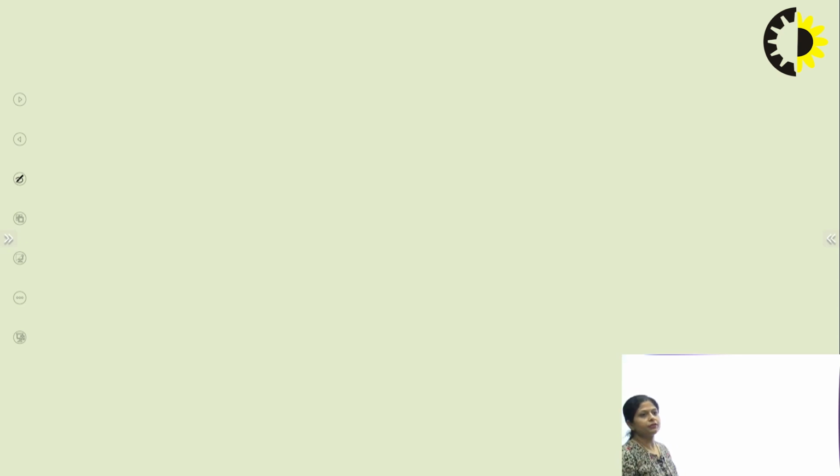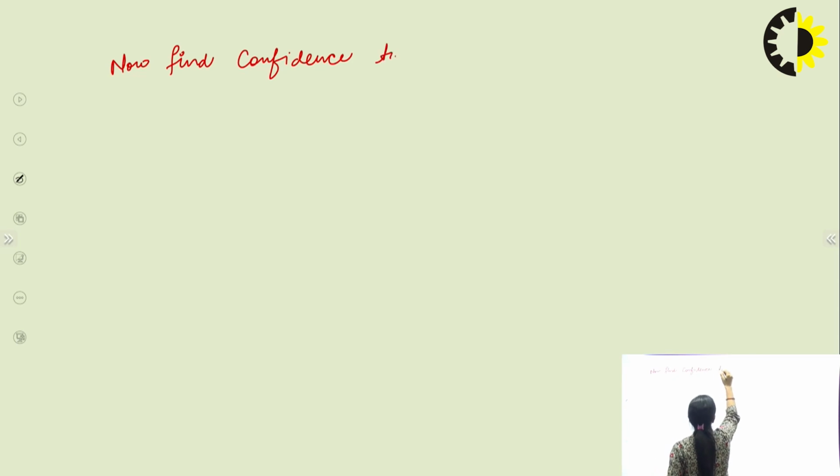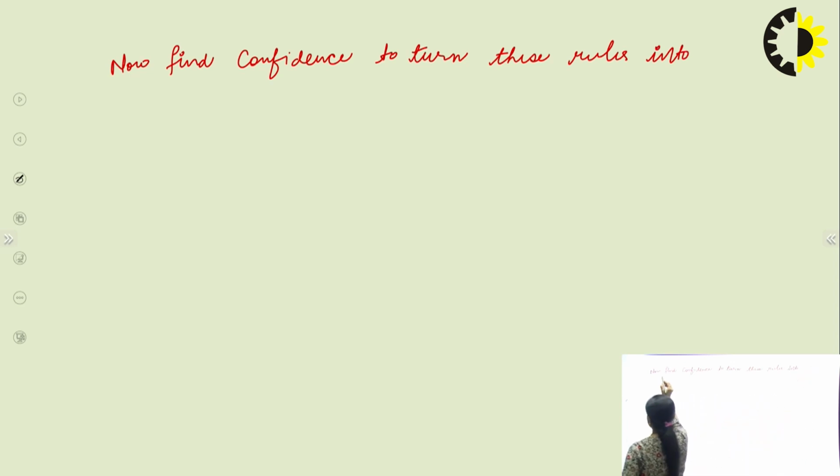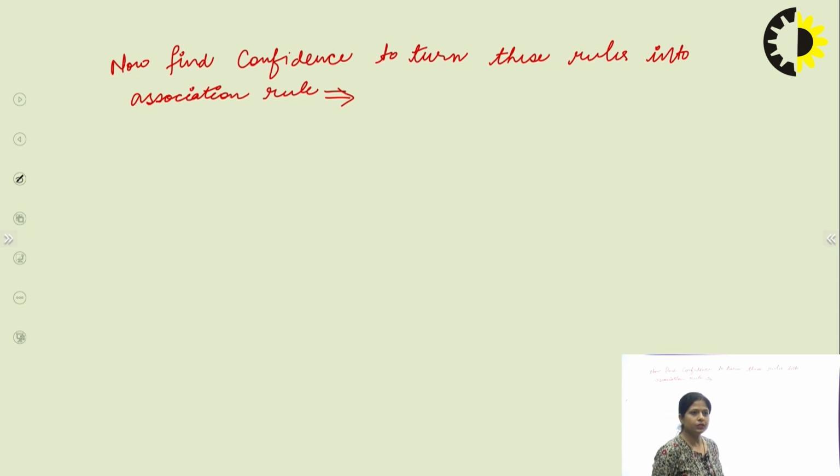Now, in the beginning, we have seen the two main terminologies are there when we discuss about a priori algorithm. One is support, second is confidence. Now, we will see how the confidence we can calculate, we can find out. Find confidence to turn these rules into association rule. How we can do that?